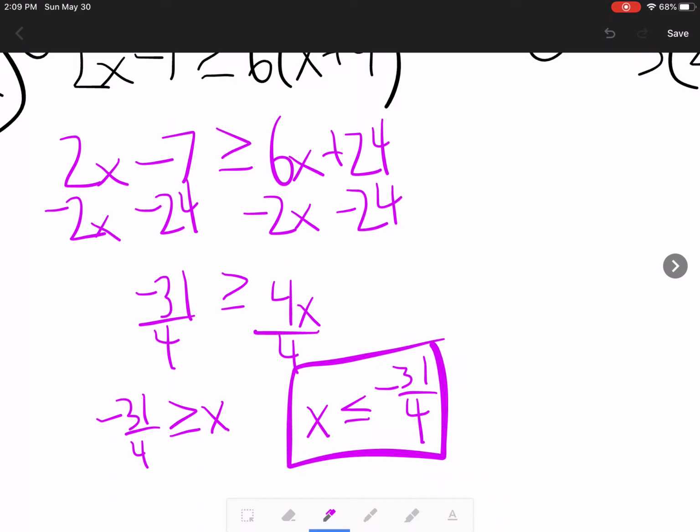I've peeled that sticker. The pointy end is still pointing towards x. The open end is going to the number. I have not changed the idea of the inequality. I have changed how it looks, so that way I can put my variable on the left.